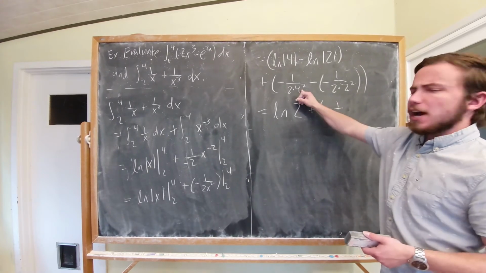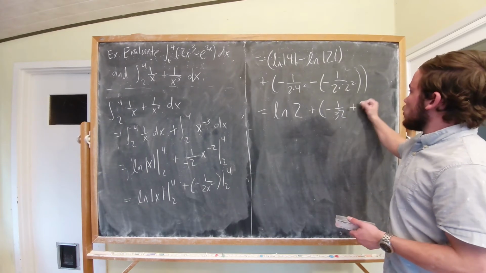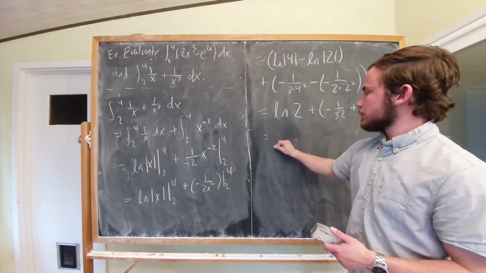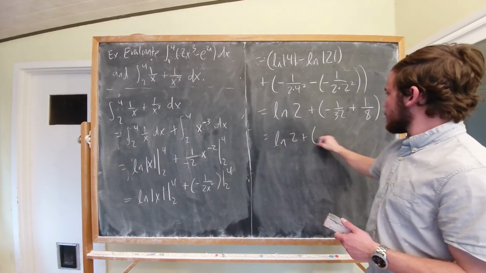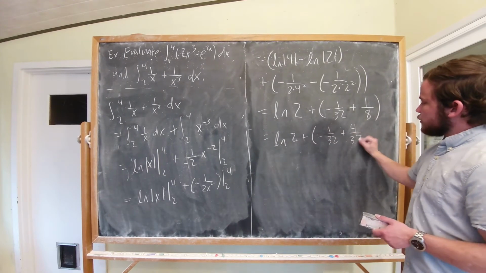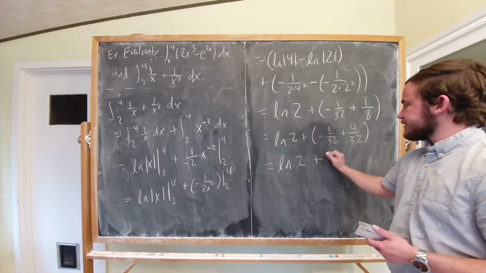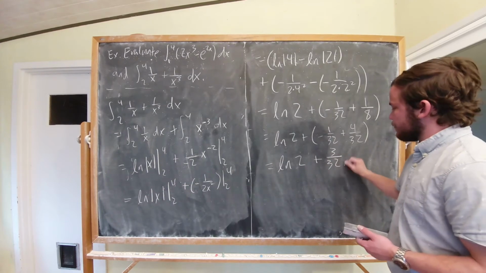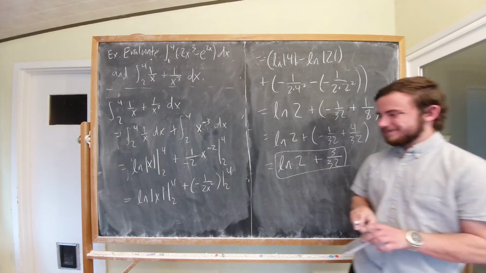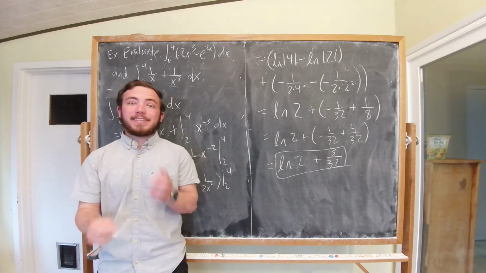negative 1 over 2 times 16 is 32, plus 1 over 8. Doing some fraction math real fast gets you natural log of 2 plus 3 divided by 32. And that's your final definite integral there. So that's nifty.